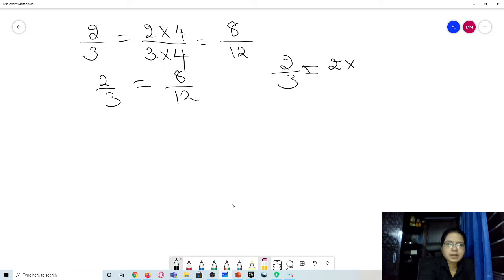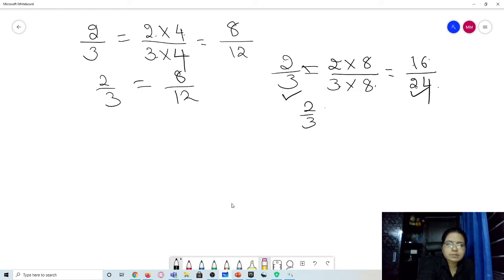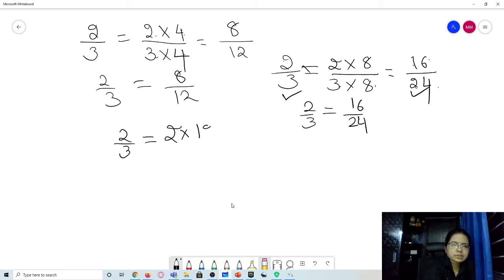If we multiply 2 with 8 and the denominator 3 also with 8, then 2 multiplied by 8 is 16, 3 multiplied by 8 is 24. So now 16 divided by 24 is an equivalent fraction of 2 divided by 3. Both are equivalent fractions. 2 divided by 3 equals 16 divided by 24.